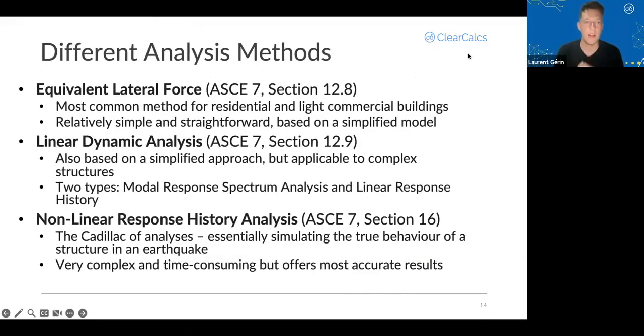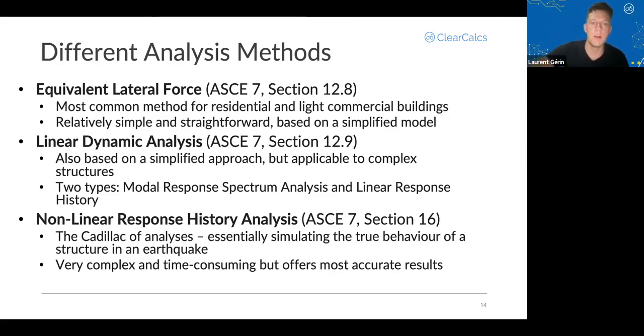Okay, analysis methods. ASCE 7 basically gives you three different analysis methods. The most common one, and the one we'll be talking about today, is the equivalent lateral force method. It's quite a simple method of analysis. It's very straightforward. You're using very simple models, but it gets the job done. It's based again on statistics, looking at how buildings behave and doing a big rough average of it all and getting some sort of conservative solution.